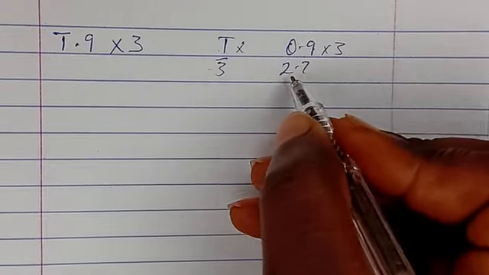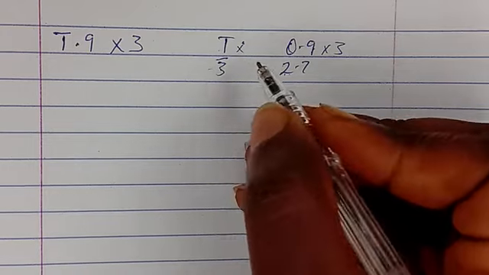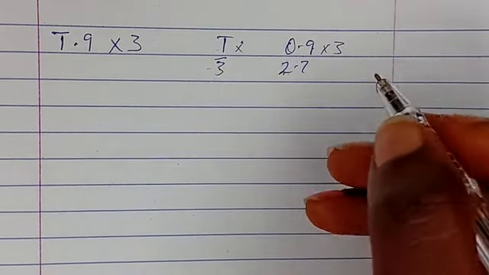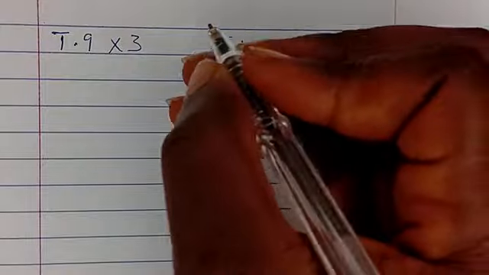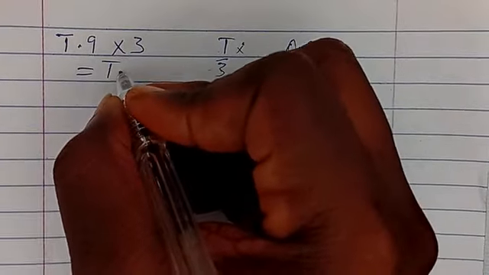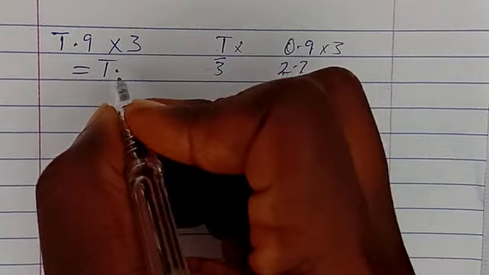Then we now add up the whole number plus the bar value. So we have minus 3 plus 2. Minus 3 plus 2 is minus 1. So we have that as our answer. This is equal to bar 1 point, the decimal part, 7.